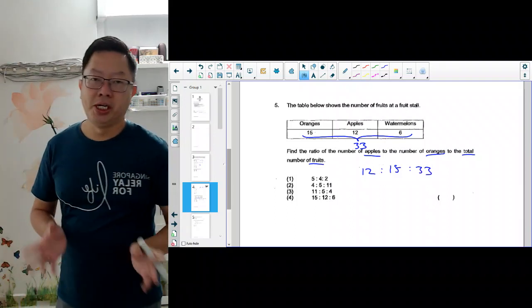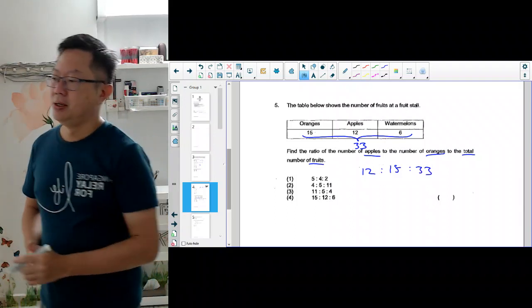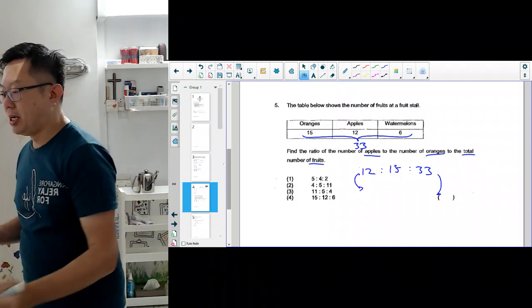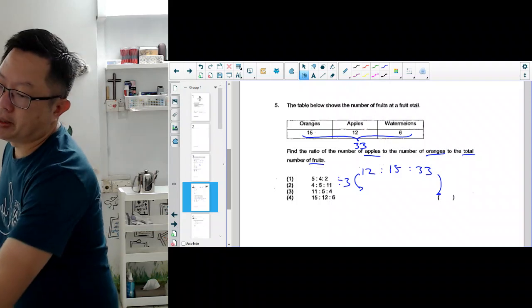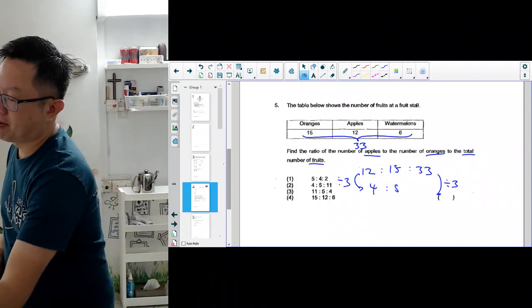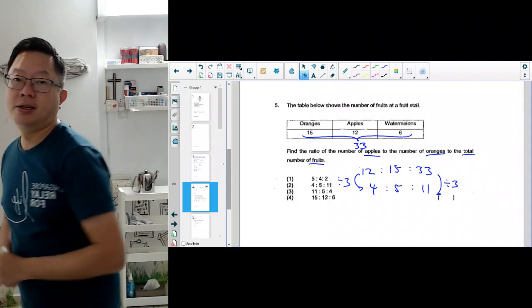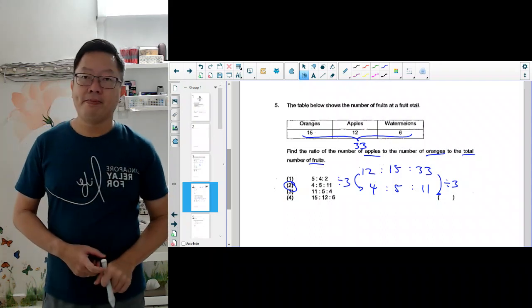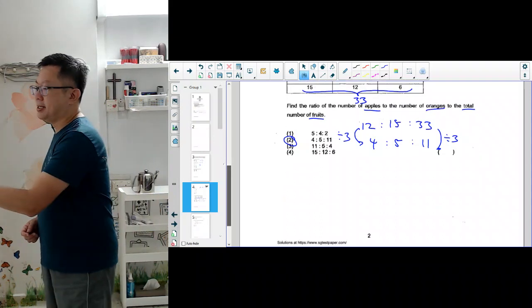And then once you get your ratio, you will have to simplify the ratio. So you divide by 2, which you can't, then you divide by 3. So you divide by 3 and you get your simplest form, which is 4 is to 5 is to 11. So your simplest form is 4 is to 5 is to 11. Alright? Okay, let's go to question number 6.